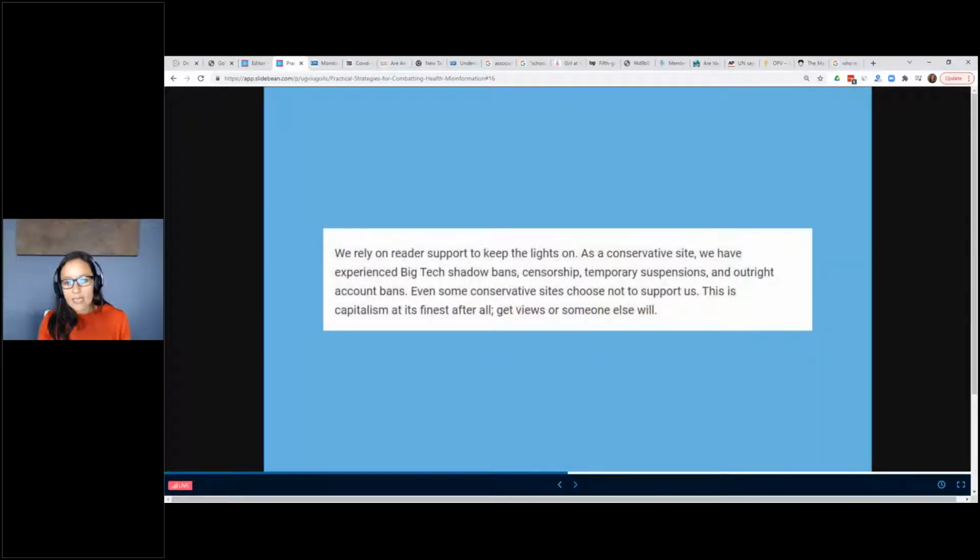And then at the end, the call to action says, as a conservative site, we've experienced big tech shadow bans, censorship, temporary suspensions, and outright account bans. Even some conservative sites choose not to support us. This is capitalism at its finest, after all. Get views or someone else will. It's a red flag. It should be that others won't associate with them. Again, red flag, cries of censorship, in order to prove that this is true, doesn't really help its case, okay?